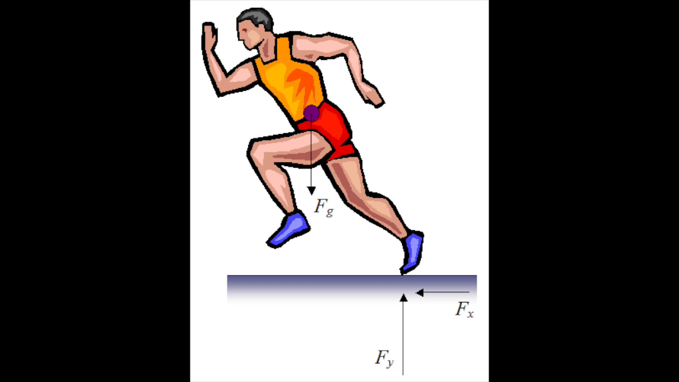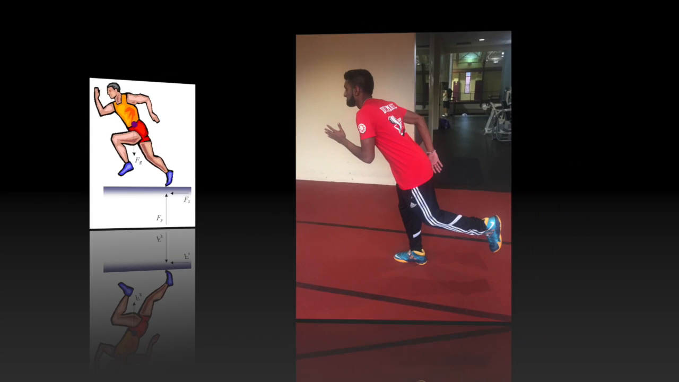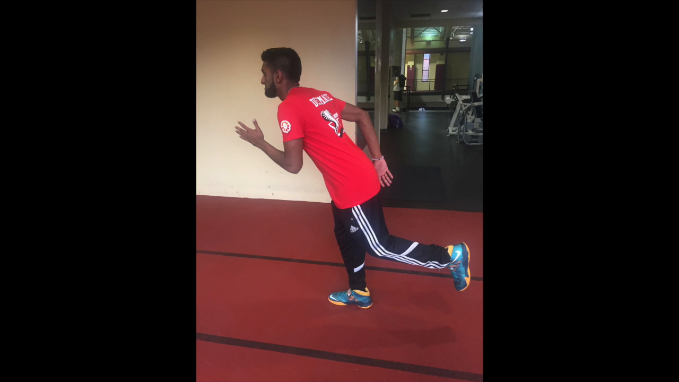Here, F of y is greater than F of g, so the runner is technically lifted off the ground as he runs. Running speed is directly proportional to the propulsion force, F of x. According to Newton's third law, for every action there is an equal and opposite reaction. Therefore, when a runner presses his foot against the track, the track applies an equal and opposite force on the runner. Here we have Melvin demonstrating the runner's stance so we can see these forces acting on him.